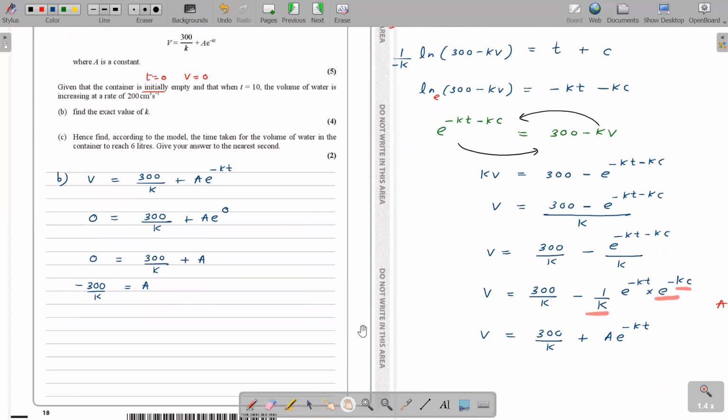In the next equation, they say at time 10, dV, the increasing rate of the volume, is 200 cubic centimeter per second. Cubic centimeter per second means what? Cubic centimeter means volume per second with respect to time. So that is dV by dt. So basically they are saying here when t equals 10, the dV by dt is 200 cubic centimeter per second.